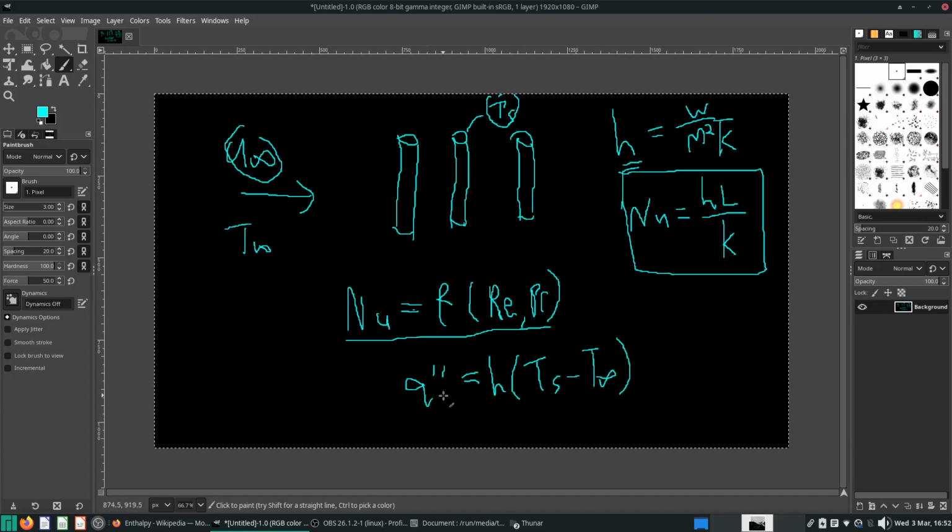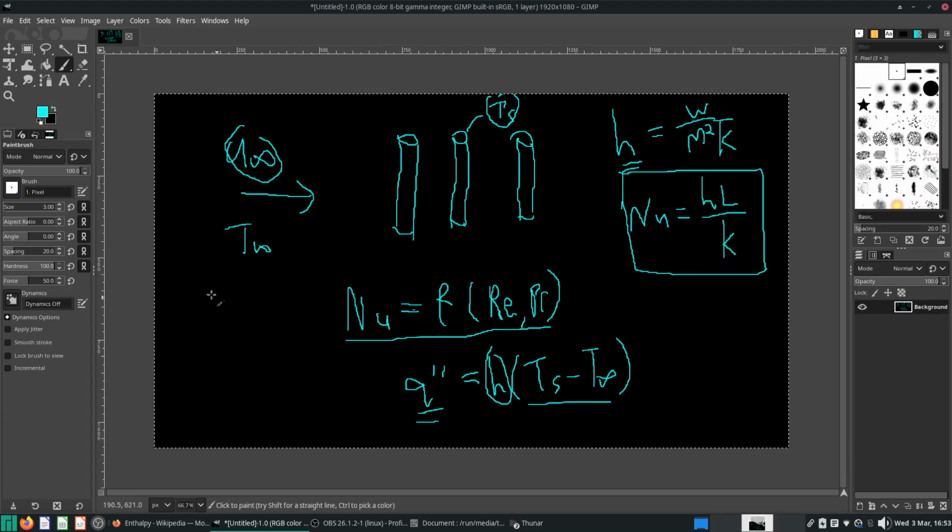I think there should be some minus signs in here, but I'm not really focusing on that right now. The idea is that for heat flux you have to indicate directionality, and it flows from high temperature to low temperature. So heat flux is proportional to the temperature difference, with a proportionality factor called the heat transfer coefficient. It's not really a constant.